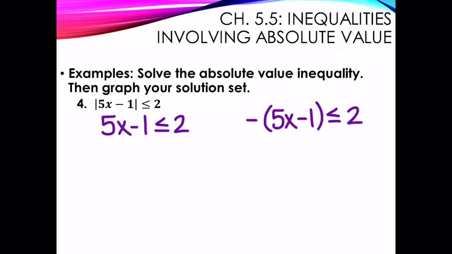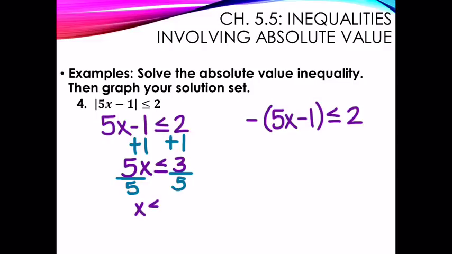So I'm going to start by solving the inequality on the left. I'm going to add 1 to both sides. So this will make 5x less than or equal to 3. Then I'm going to divide both sides by 5. So then x is less than or equal to 3 divided by 5, which will not simplify or reduce, so I'm just going to leave that as 3 over 5.